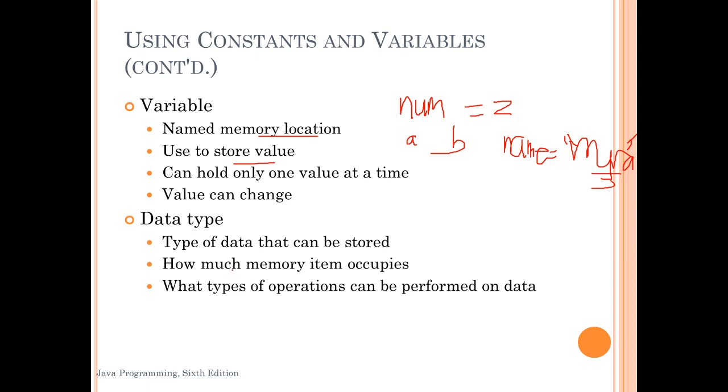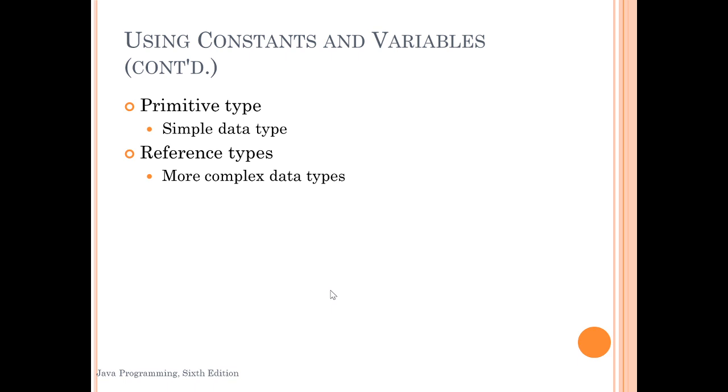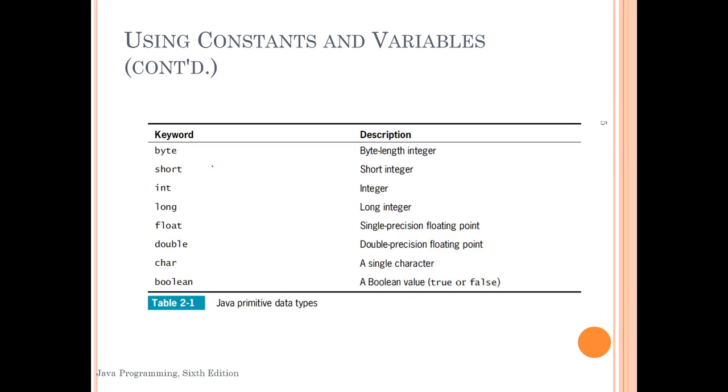We also have the different data types, which describe the type of data that can be stored. Last time, we used int. We also have double. Those are the different kinds of data types that you can use. They determine how much memory an item can occupy, and what types of operations can be performed on that data. We also have the different primitive types and the reference type. A primitive type is a simple data type, and reference types are more complex data types.